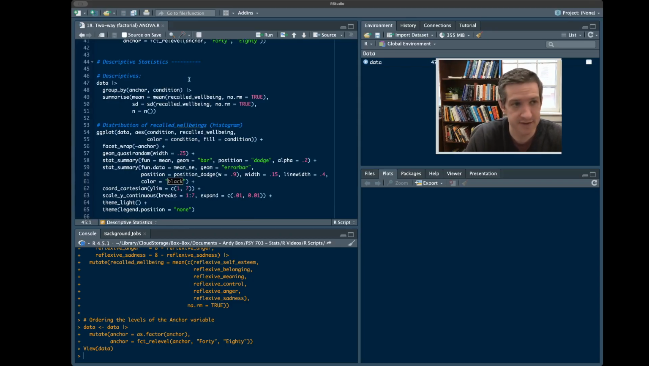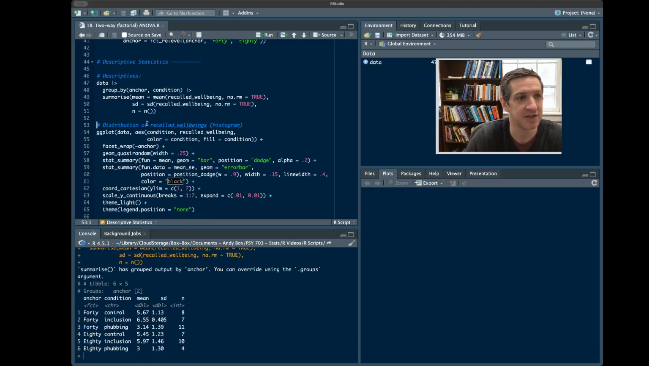Now, for starters, we always want to be able to look at our descriptive statistics, the means and standard deviations. And this code here groups by each of our independent variables and then computes the mean, standard deviation, and the number in each condition. And so when we look at this table, conveniently it's ordered by each of the conditions. So the first three rows show the statistics for each of the conditions among those who were assigned to the anchor of 40. So we have control, inclusion, and phubbing for each of the 40 groups, and the associated mean, standard deviation, and sample size for each.